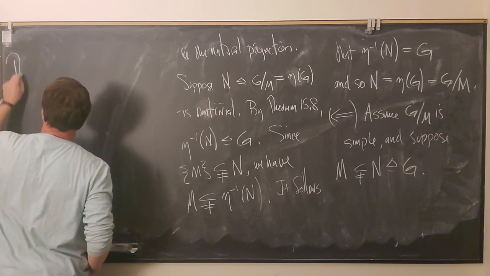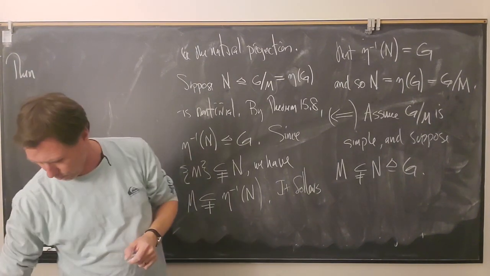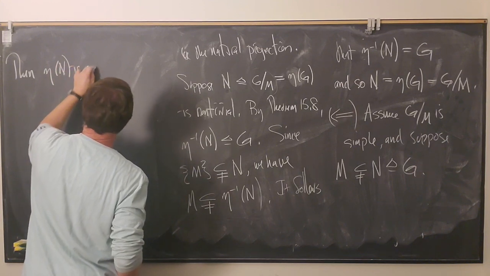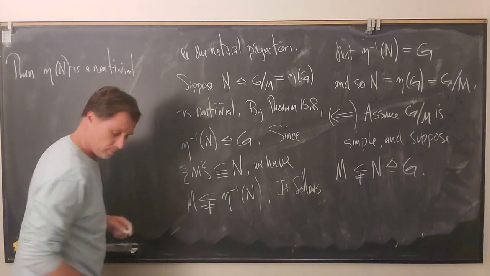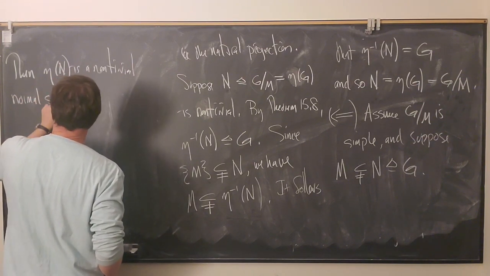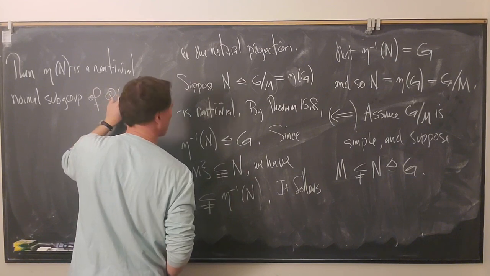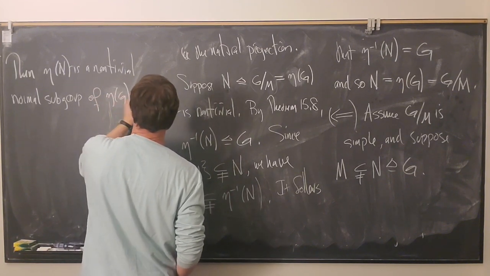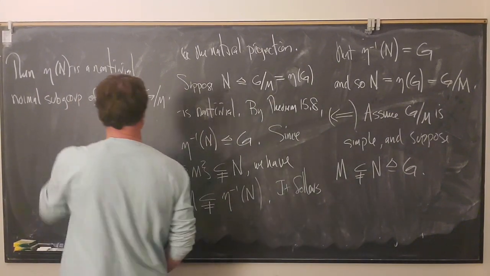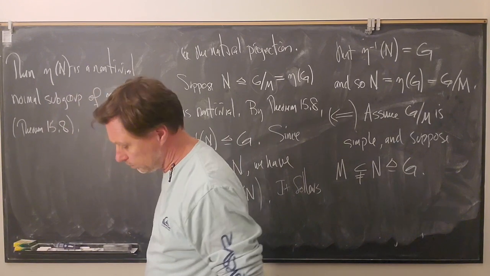So then, if I apply eta, I have eta of N is a non-trivial normal subgroup of the image of phi of eta, eta of G, which is equal to G mod M. This is by, and I should point out, theorem 15.8.